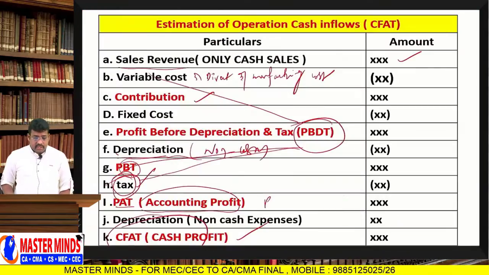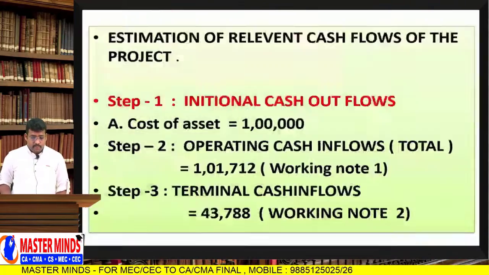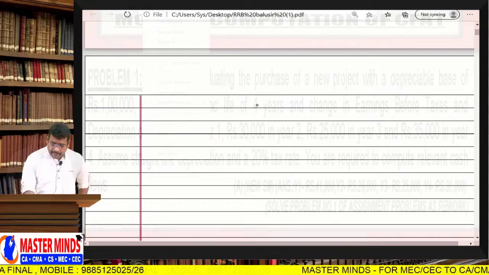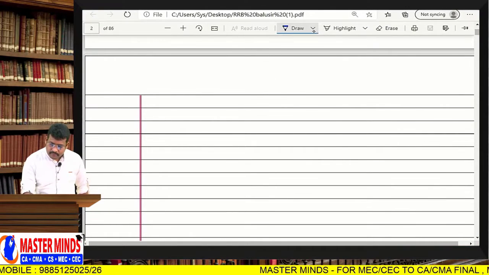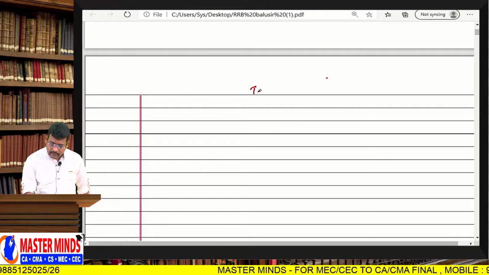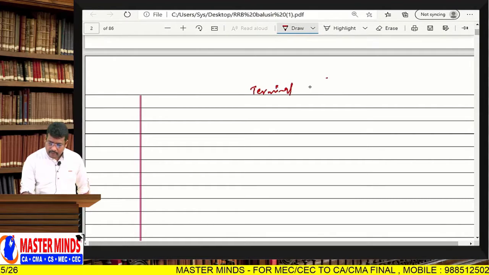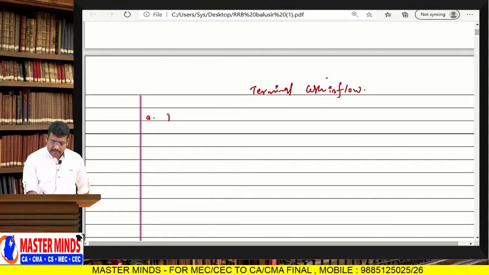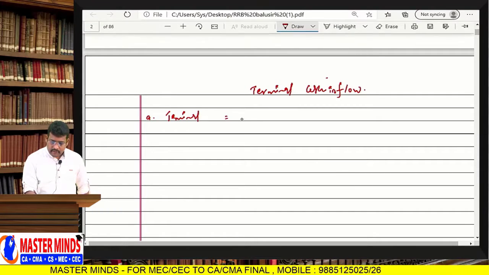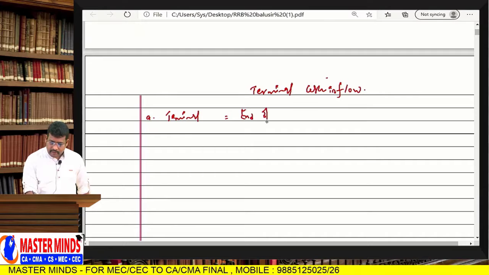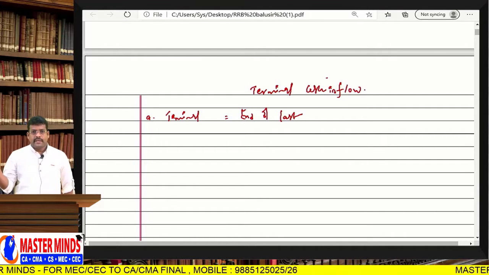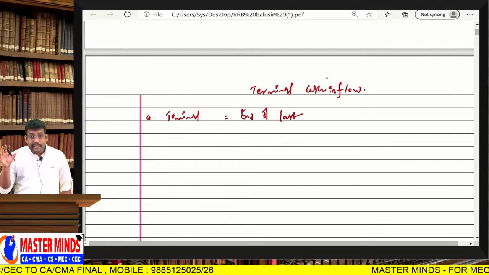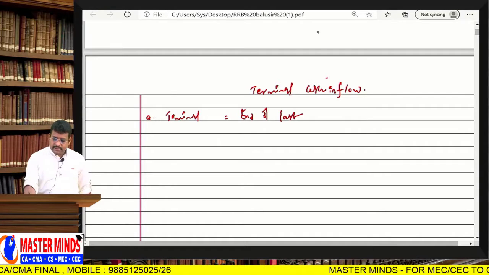Thereafter, one more thing is left out, called terminal cash inflow. There is one more cash inflow, terminal cash inflow. The word terminal means last, the end. So at the end of the period, if you have an asset and you scrap it, how much cash inflow you generate, that is called terminal cash inflow. How do corporate companies generally estimate this one?